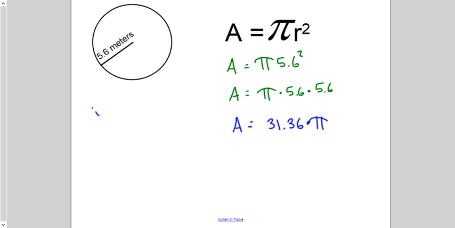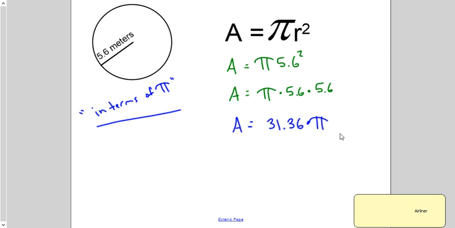Now remember, if it said leave it in terms of pi, if they said this in the question, and I'm not saying that I want you to right now, but if they said it, all you'd have to do is say, okay, it's 31.36 pi meters to the second power, meters squared. That's the abbreviation for meters squared. And you could be done right then.